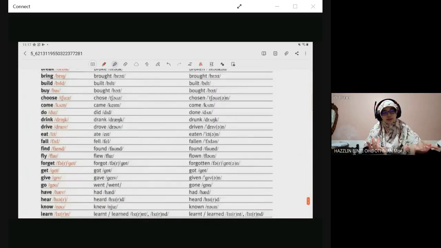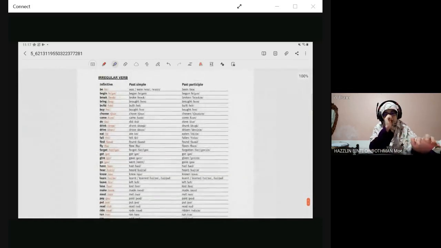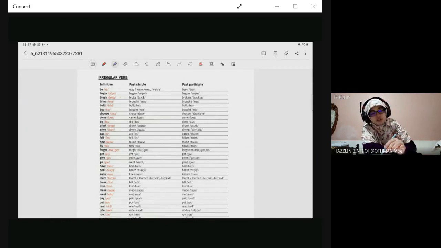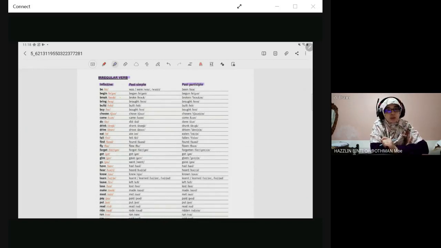Okay, I found it in my module. So this is the list of irregular verbs. Here you can see what is the infinitive, what is the past simple, and what is the past participle of a word. Now, when you do your exercise later, if you don't know the past participle or the past simple of a word, you can refer to this list.